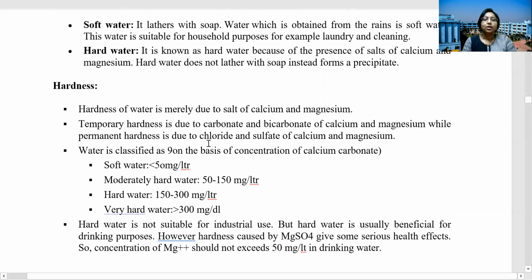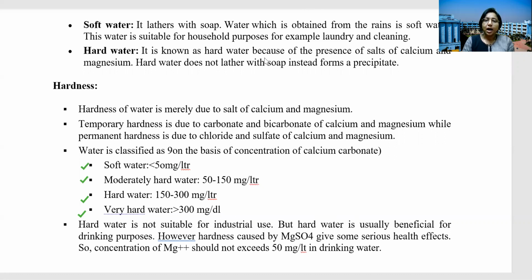If the hardness is less than 50 milligram per liter, it is soft water. Moderately hard water is 50 to 150 milligram per liter. Hard water is 150 to 300 milligram per liter. And very hard water is above 300 milligram per dL. Hard water is not suitable for industrial purposes, and why it is not suitable for boilers, I will tell gradually.